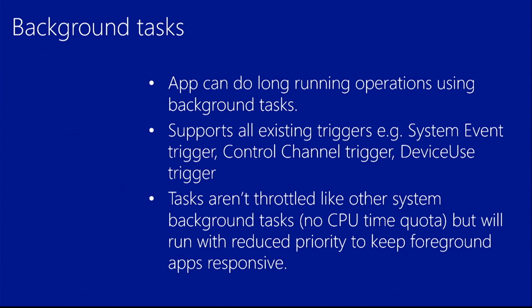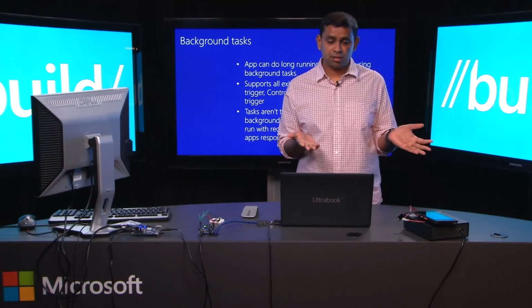In particular, we want to talk a little bit about background tasks, because that's also a construct that's built into the Windows runtime. Apps can do long-running operations using background tasks. You can use well-defined triggers that are part of the system, like the system event trigger, the control channel trigger, or the device use trigger. You can use any of these triggers to trigger a background task that you can run and talk to your serial device.